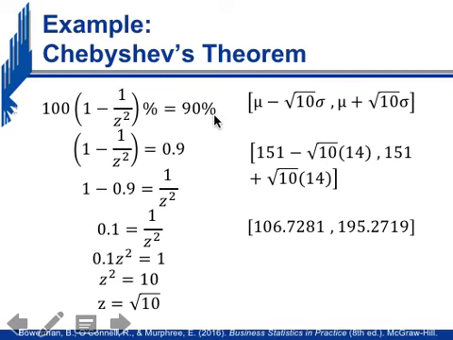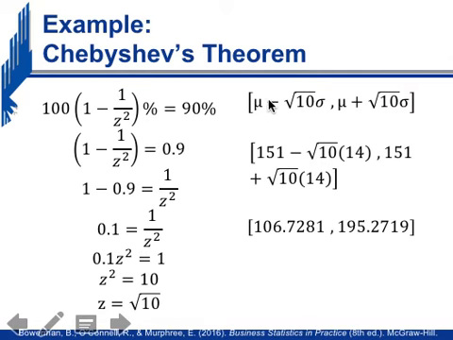So divide everything by 100 and remove the percent sign. You will get 0.9 on the other side and 100 will be removed. So simplifying this, transfer 0.9 to the other side, transfer 1 over z squared to the other side. You will get 0.1 equal to 1 over z squared. Cross multiply, you'll get 0.1 z squared equal to 1. And then multiply both sides by 10. You'll get a z-score of square root of 10. Now, this will be the z-score that will be used to compute for the interval. So the z-score is square root of 10.